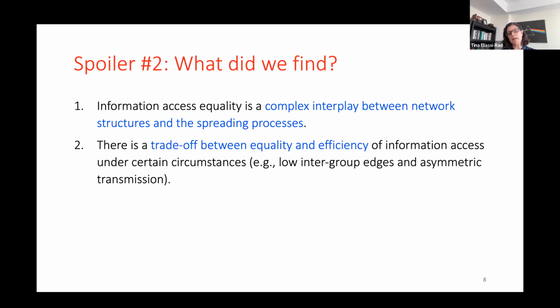The other thing that we found was that there's a trade-off between equality and efficiency of information access. These are under certain conditions. So for example, if you have a segregated society where there's low intergroup edges, and especially when you have these asymmetric transmissions, what you will see is that if you want the information to spread as fast as possible, then there's a trade-off between that and equality.